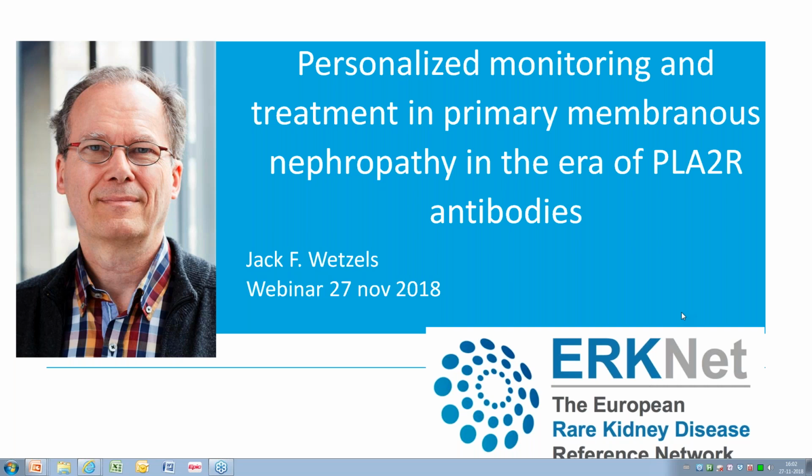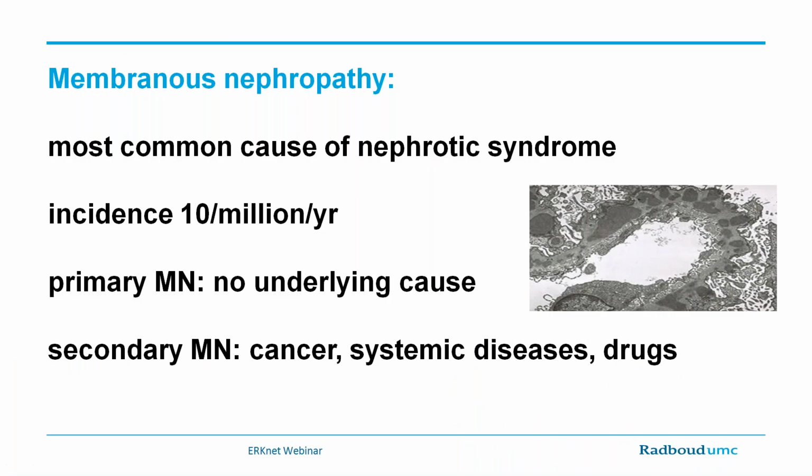Ladies and gentlemen, welcome. This talk will be on membranous nephropathy. As you all know, membranous nephropathy is the most common cause of the nephrotic syndrome. The incidence is 10 per million per year, and we differentiate between secondary and primary membranous nephropathy, where the secondary forms are based on cancer, systemic diseases, or the use of certain drugs, whereas in primary membranous nephropathy there is no underlying cause. The characteristic finding of membranous nephropathy is the presence of immune complexes containing IgG and C3, which are localized in the subepithelial space, as you see in this EM picture.